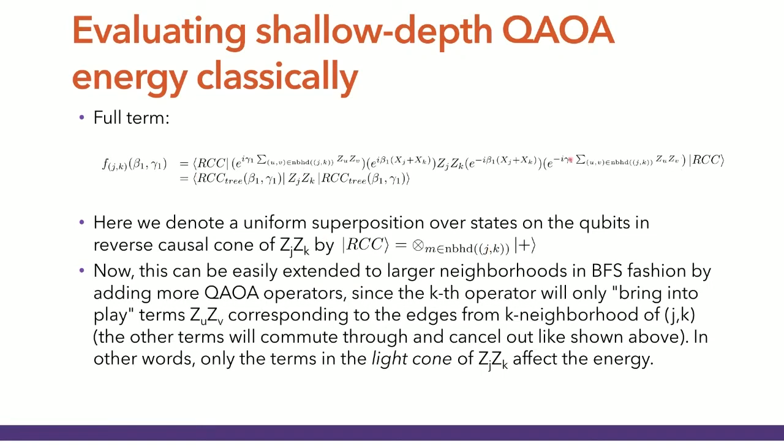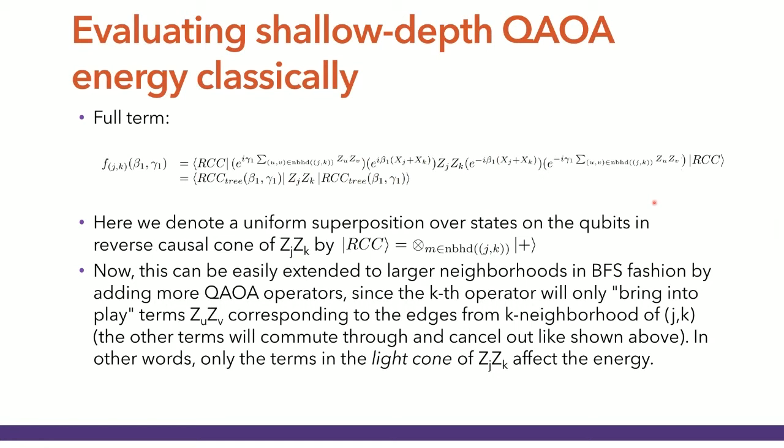So in general, for P equals 1, the only terms that come into play are terms that are in the one neighborhood of Zj, Zk. And so the number of qubits that you need to simulate is only equal to the one neighborhood of Zj, Zk, which can be much smaller than the total number of qubits in the problem. For example, if you have a 3-regular graph, you will have no more than 6 qubits, 6 nodes, in the one neighborhood of this term.